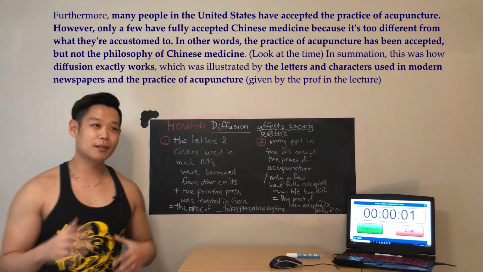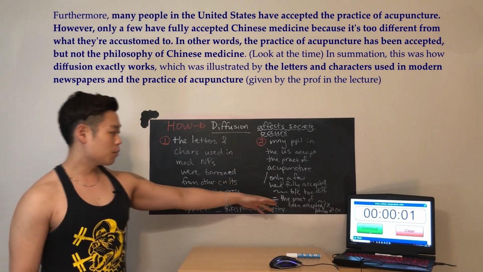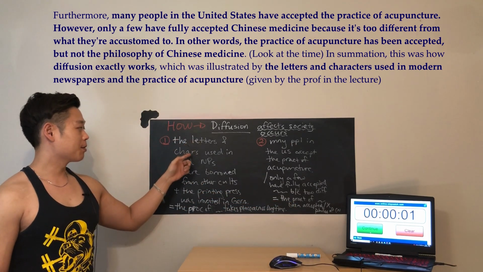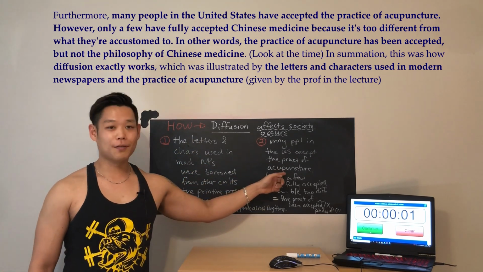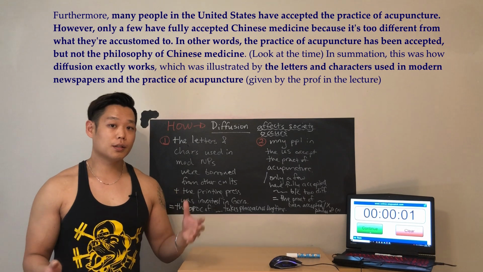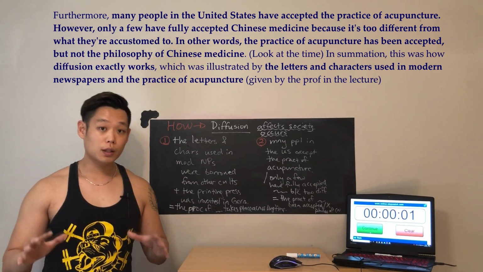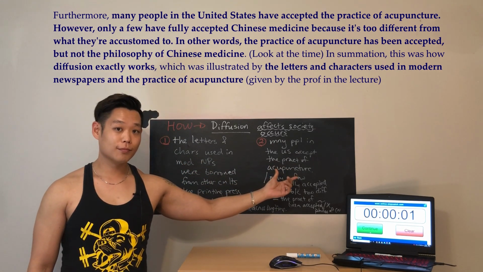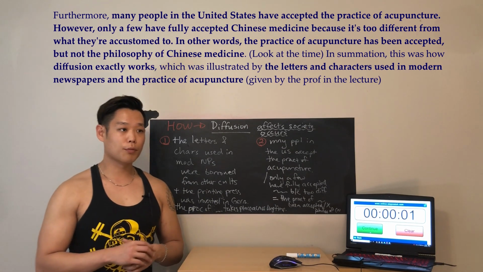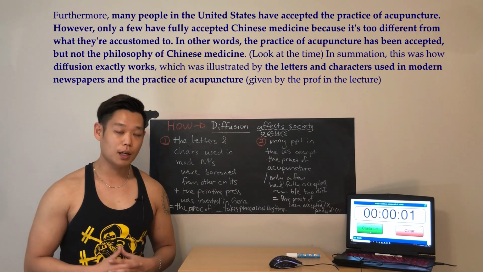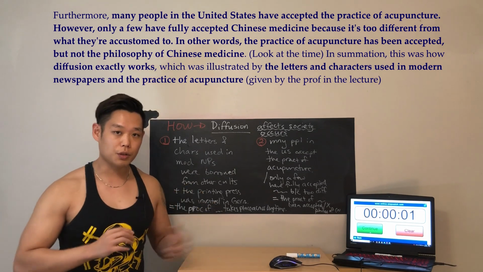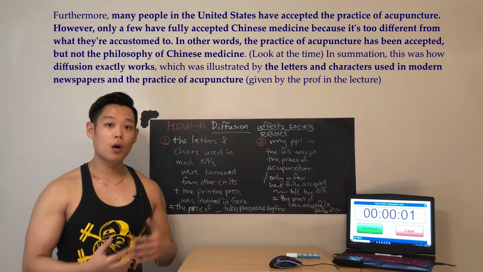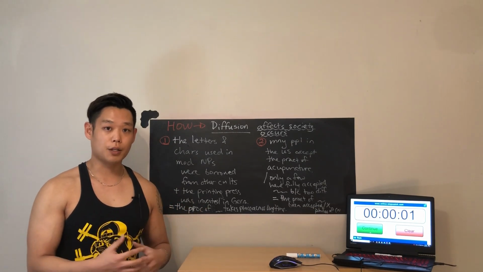Alrighty, now I still had about 19, 18, or even 20 seconds left after I was done with the listening's detail, so I decided to say, which was illustrated by the letters and characters used in modern newspapers and the practice of acupuncture. So if I only had about 16, 15, or 14 seconds left, I would have only said which was illustrated by modern newspapers and acupuncture. Okay? So the more familiar, the more proficient, the more well-versed you become in speaking, the more you'll be able to notice those small tweaks that you can make in your speaking response to deal with the extra amount of time you have left, or deal with the fact that you don't have as much time as you expected.